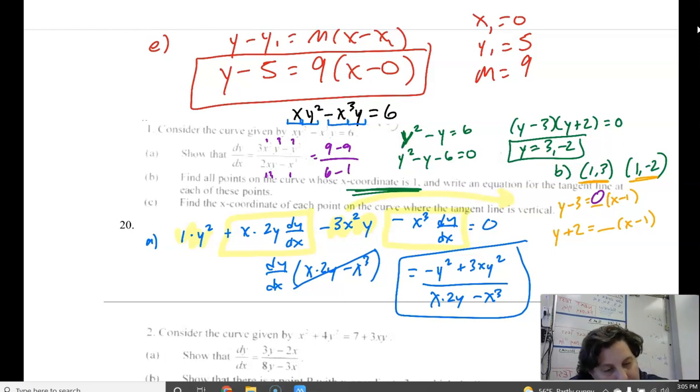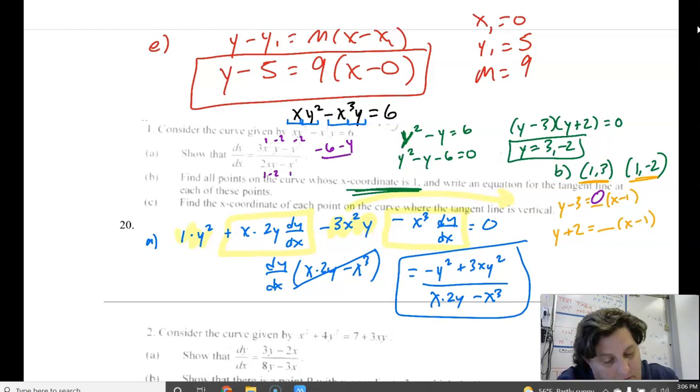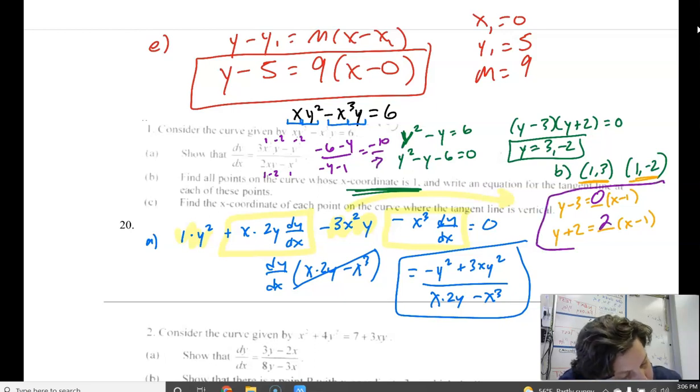For the other point, which is 1, negative 2, I get negative 6 minus 4, and then negative 4 minus 1. So I get negative 10 over negative 5, which is positive 2. Those are my two equations of the tangent line. Whew! My brain's about to explode. How about you guys?